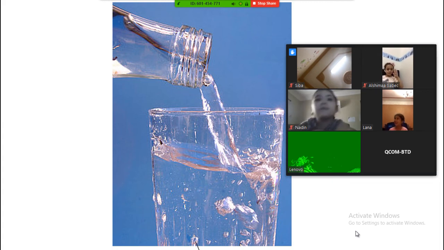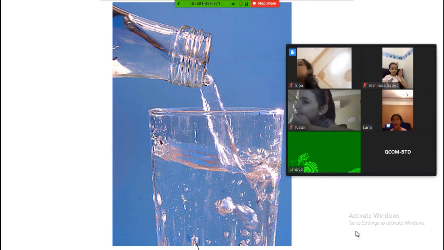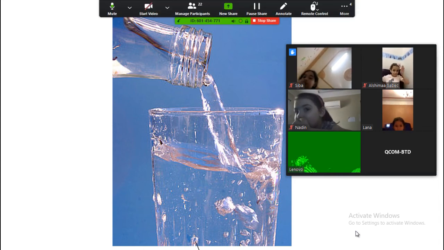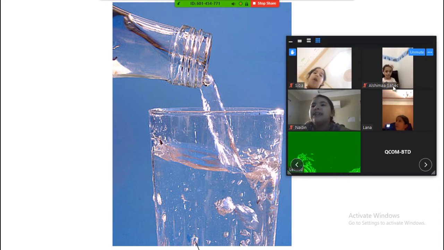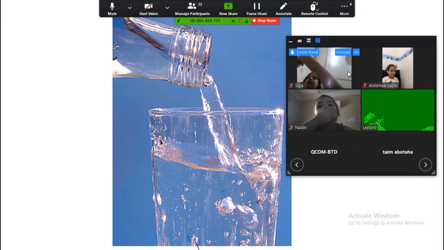Solid, liquid, or gas, Lana? Liquid. What is the liquid? The water. Excellent. The water is flowing. Can you see how it's flowing? Does it have its own shape or is it taking the shape of the glass? Taking the shape of the glass.